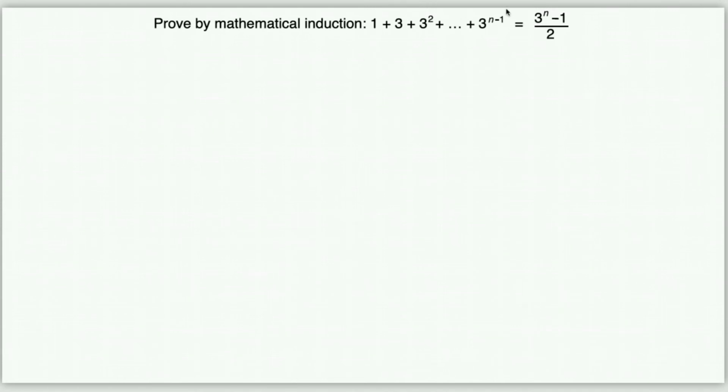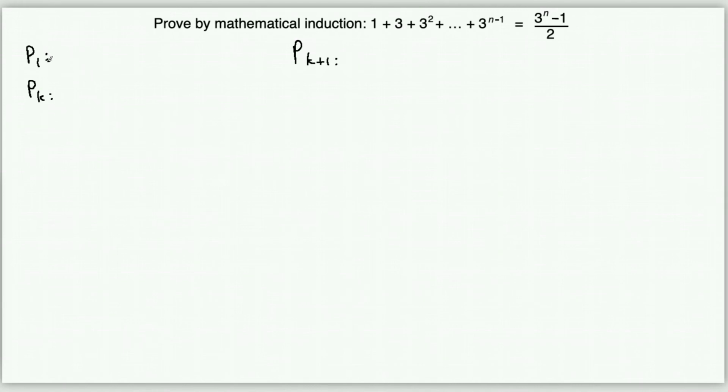We have to prove the following statement: 1 plus 3 plus 3 squared all the way until 3 to the power n minus 1 is equal to 3 to the n minus 1 divided by 2. So we're going to write out three statements: P1, Pk, and Pk plus 1.